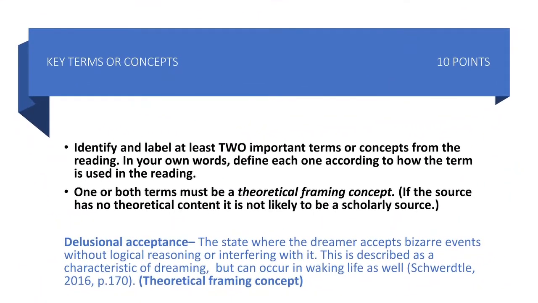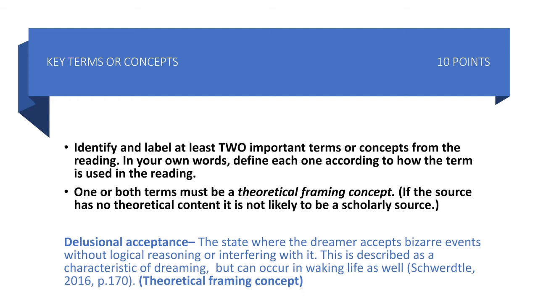Okay? Moving on. Key terms or concepts, 10 points. This requirement is difficult. Go back and review the video on frames and cases if you need to. It says identify and label 2 important terms or concepts from the reading. In your own words, define each one according to how the authors use the term in the reading. One or both terms must be a theoretical framing concept. This is where students get tripped up. Okay? And you need to label it.